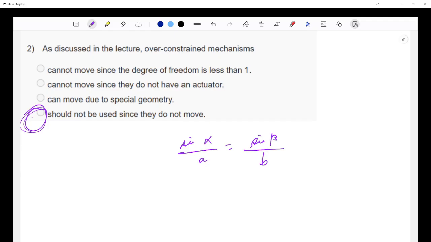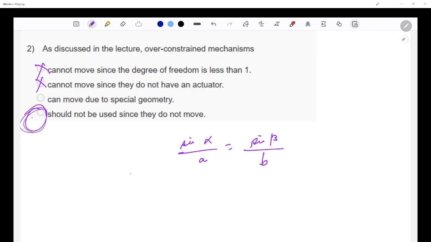Okay. So, the options that we have: cannot move since the degree of freedom is less than 1. It's wrong because Grubler degree of freedom is misleading here. Over-constrained mechanisms do not move despite degrees of freedom less than or equal to 0. This is the main misconception this topic is trying to break. Then in option 2 we have, it cannot move since they do not have an actuator. It's wrong because motion is not about actuator presence. Even passive mechanisms can move if constraints allow motion. So actuator is not the same as mobility.